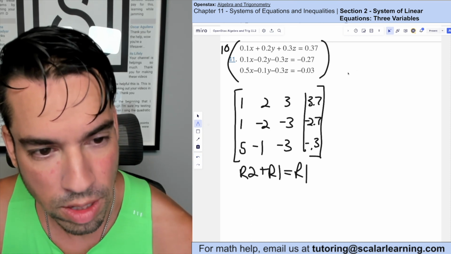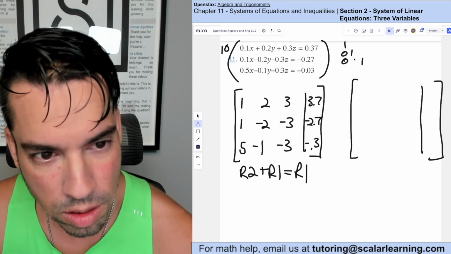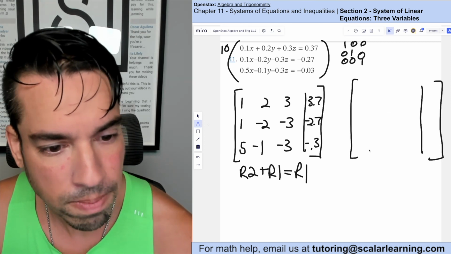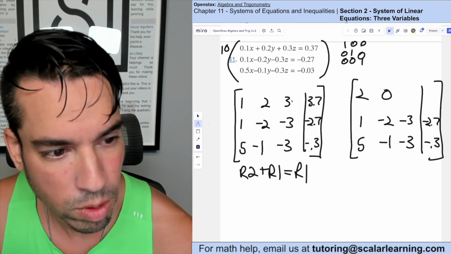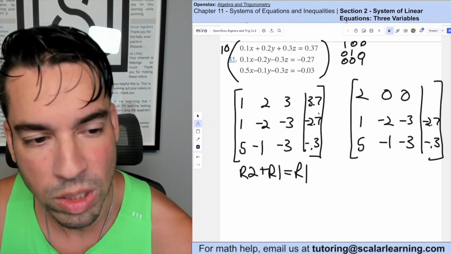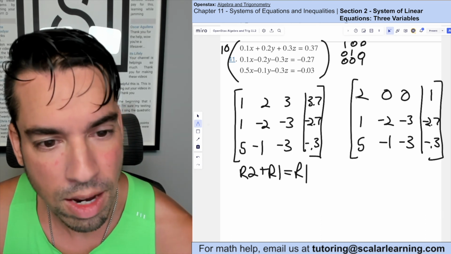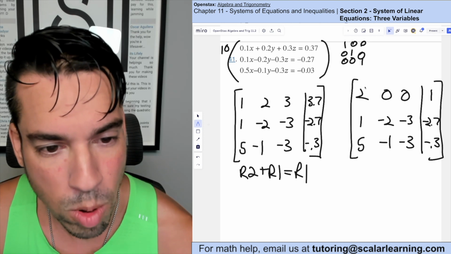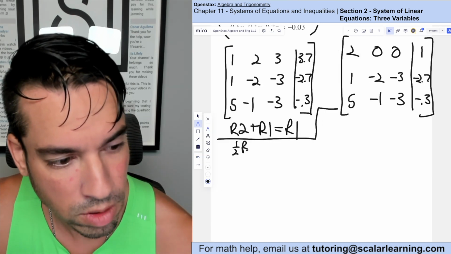So I'm going to write that out next. And again, remember our objective is to get that nice diagonal of 1s and then 0s, like so. Okay, so if I do that, I get 1 plus 1 is 2, -2 plus 2 is 0, -3 plus 3 is 0, and -2.7 plus 3.7 is 1. So that's pretty nice. And then if I want to take this back to 1, I can just multiply this by 1/2. So we'll say 1/2 times row 1.